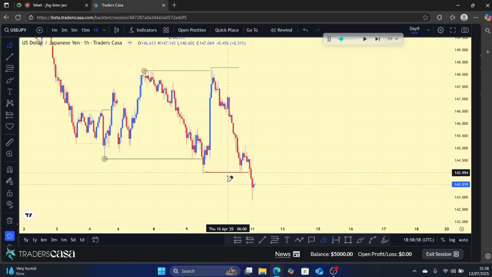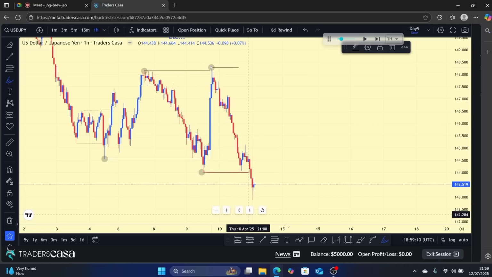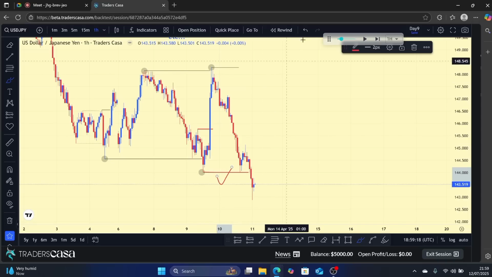So let me get rid of all these. All right, let me just leave this. And yeah, so we all know that once price has taken out the major inducement and breaks past this swing point, which was confirmed after price took out this minor inducement, then this one here will be a break of structure, a valid break of structure to the downside.